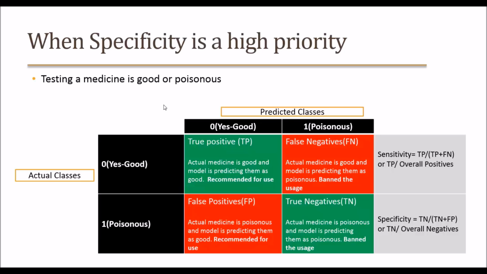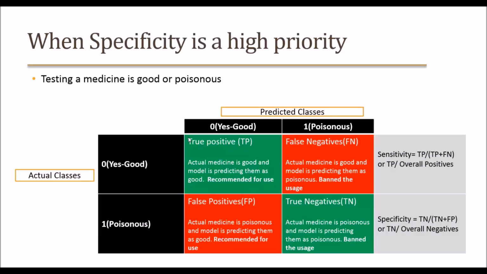This is a different problem where specificity is really important. So we want to maximize the specificity here. We will be very careful to maximize the specificity. Whenever it is poisonous, we want to predict it as absolutely poisonous. So that is the case where specificity is really important.